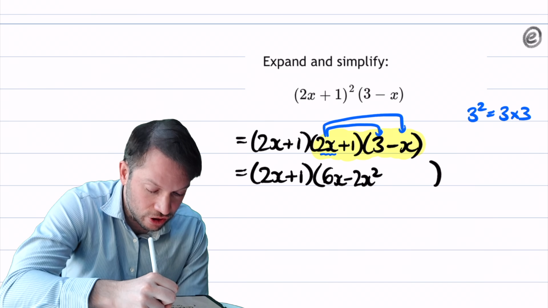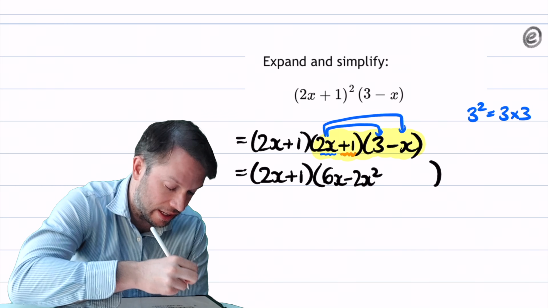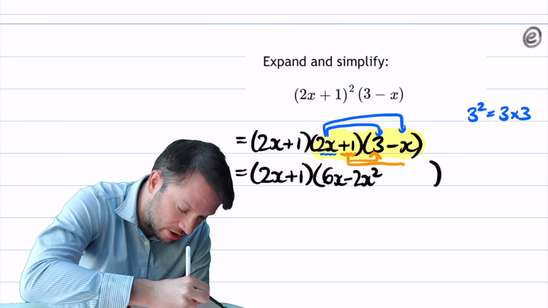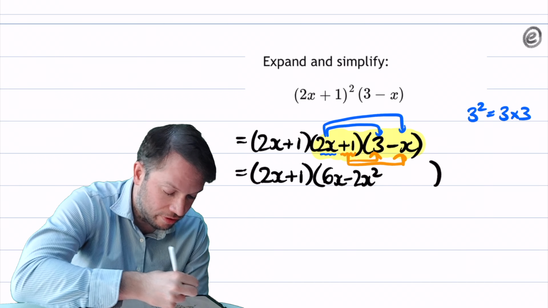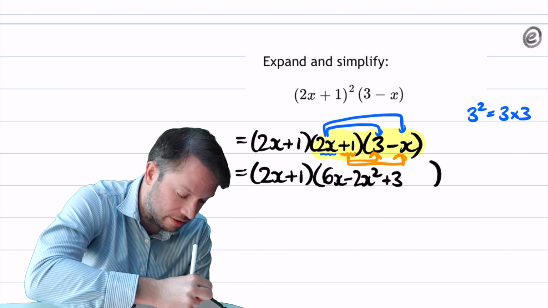And then you do the second term in the first bracket multiplied by each term in the second bracket. So we do the plus 1 times the 3 and the plus 1 times the minus x. 1 times 3 is plus 3. And 1 times minus x is minus x.